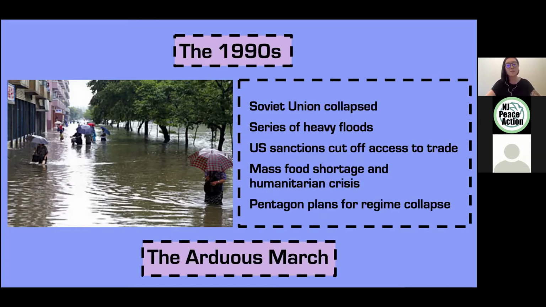And because the socialist trading bloc had collapsed with the USSR, North Korea could not import fuel and thus couldn't generate electricity to then pump the water out of these mines. US sanctions cut off North Korea's access to trade with other countries, and all of these circumstances compounded and led to mass food shortages as well as a humanitarian crisis. And this period in North Korea is known as the Arduous March.